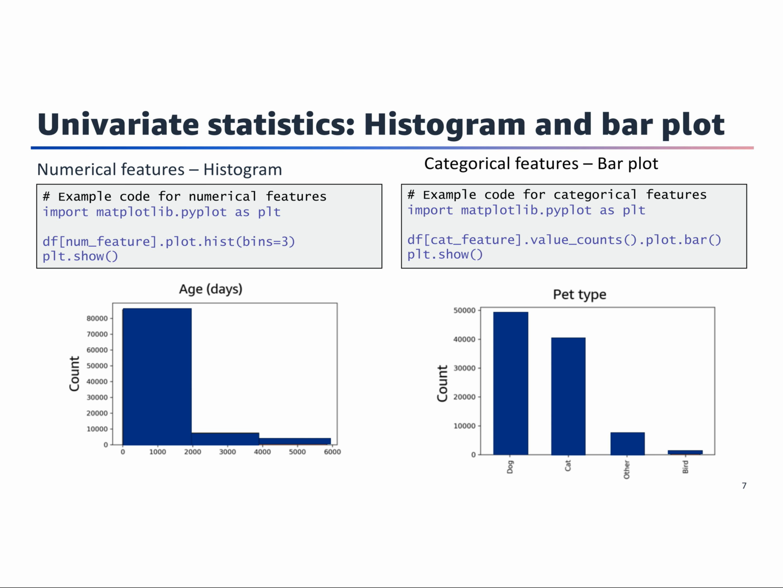The pandas library provides easy-to-use functions to create histograms and bar plots. In the example plots on the slide, the y-axis, count, shows how many data points belong to a certain section. For numerical features, histograms can provide details about the overall distribution of values. The plot on the left side of the slide shows an example histogram, bins equals 3, with most of the values being smaller than 2000. Bar plots are useful for categorical features. The plot on the right side of the slide shows a bar plot for a categorical feature that is called pet type. The most populated categories are dog, close to 50,000, and cat, close to 40,000.